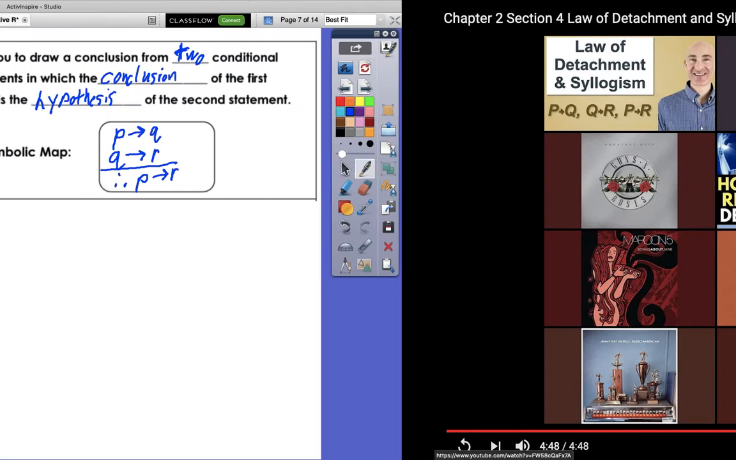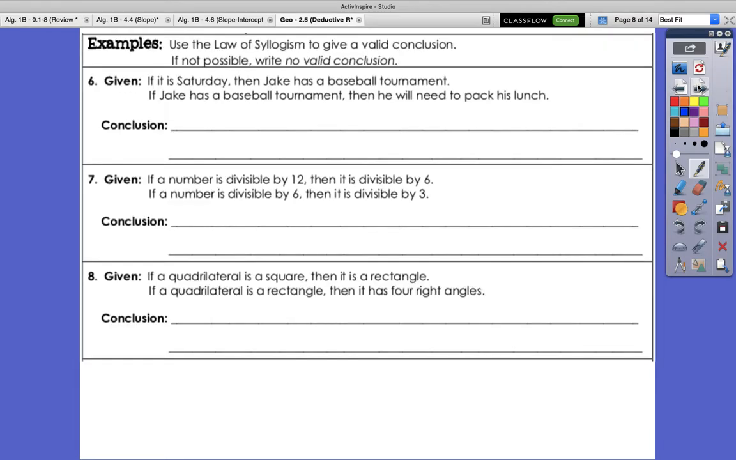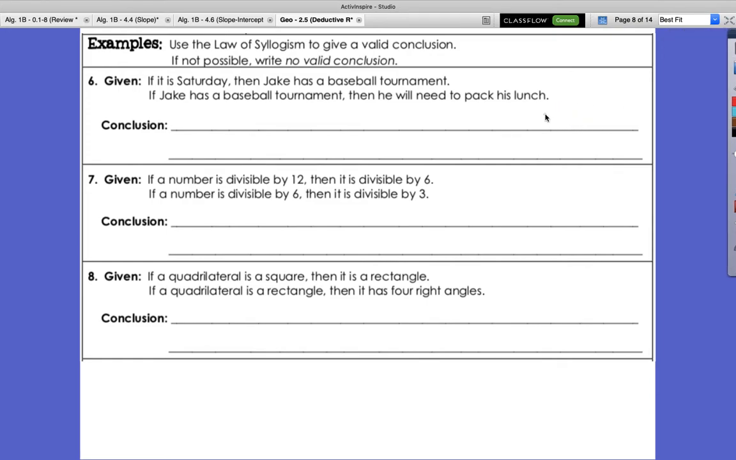Alright, so I think that video explains it well, that it really kind of links the two statements together. It only works if the conclusion of the first matches the hypothesis of the second, because you can cut out the middleman, so to speak. So let's go through some examples on this one. Use the law of syllogism to draw a valid conclusion. If not, write no valid conclusion if you can't.